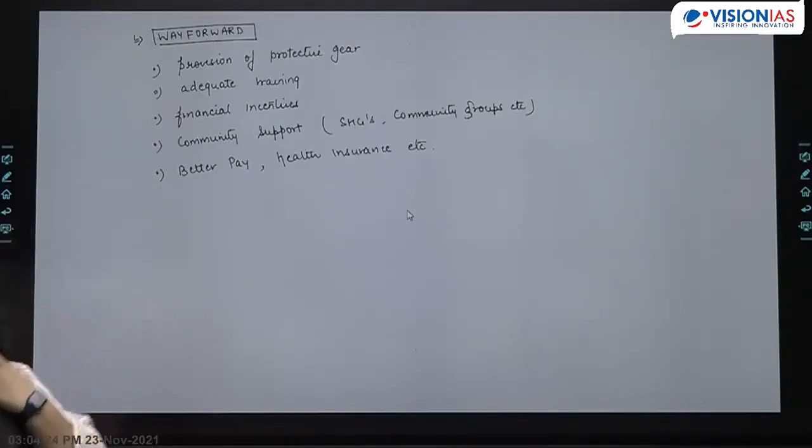So what should be the way forward? Overall, proper training, financial incentives, and community support, since the community for which they are working is itself discriminating against and stigmatizing them. So better pay, health insurance, all of that needs to be provided to these people.